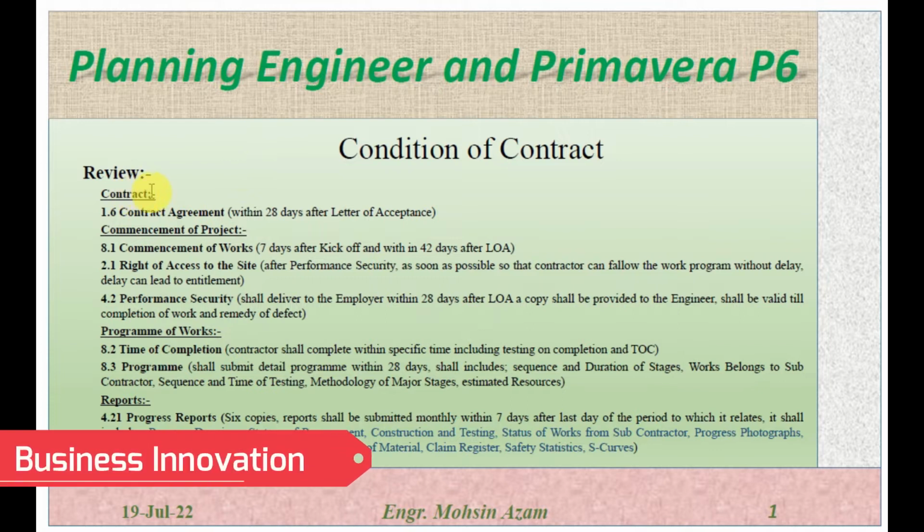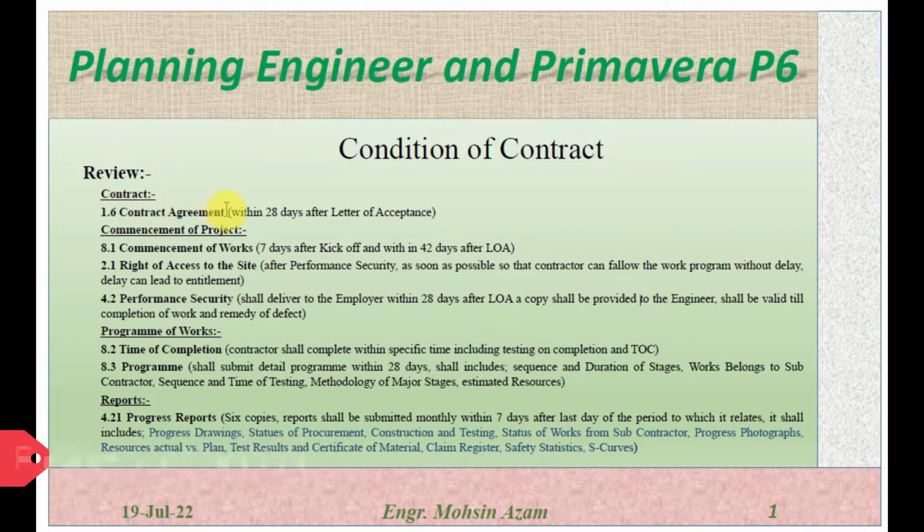First of all, we will start with the contract. Clause 1.6 is the contract agreement. Within 28 days after the letter of acceptance, once the contractor receives the letter of acceptance from the client, both parties have to sign the contract agreement.